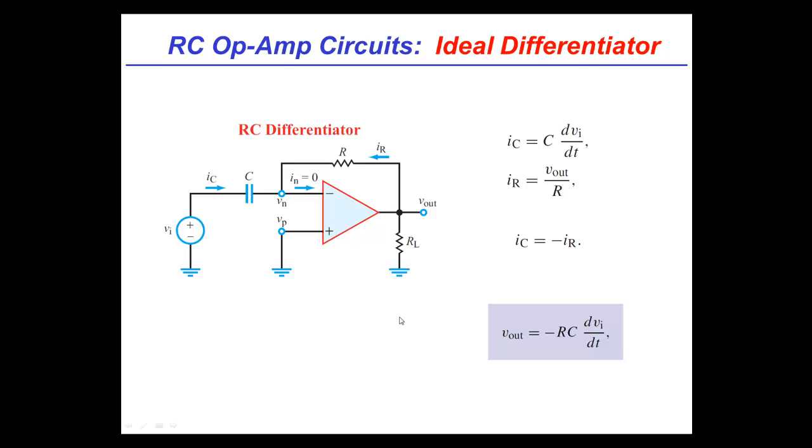We know that IC must equal IR since we assume that there's no current flow into and out of the inputs of the op-amp. So we can arrange it, and we end up calculating V out as a differential, where V out is equal to minus RC dVi/dt. If we wanted to find the input with respect to the output, it would be an integral, but if we find the output with respect to an input, this is now a differential. So we call this an ideal differentiator, because it takes an input and calculates its differential. This is the complement to the integrator.